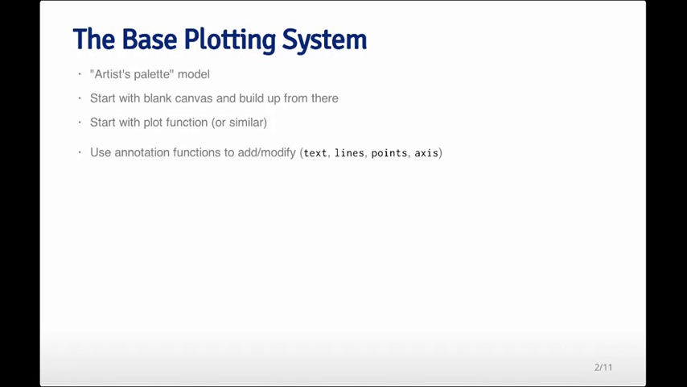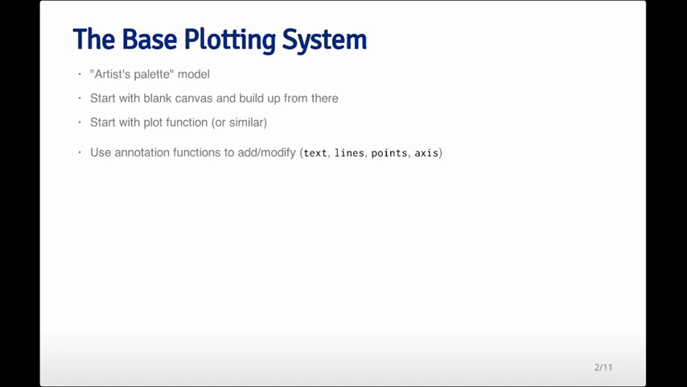The base plotting system is the oldest system in R. It came with the original version of R. And the conceptual model that it uses for building plots is a kind of artist's palette model. The idea is that you have a blank canvas, and then you add things to it one by one. So first you create a box with maybe some points in it, and then you add labels, and then maybe you add a regression line through it, and then maybe you add titles and axis ticks and things like that. And so you piece together this plot one by one.